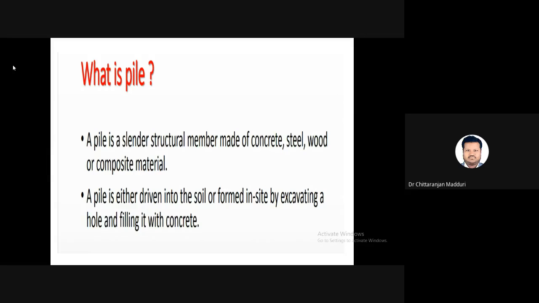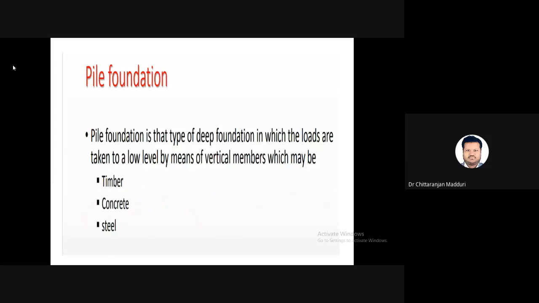If a pile is manufactured at a factory and transferred to the site, it is known as a precast pile. If the pile is manufactured at the site itself, it is called a cast in situ pile. Pile foundation is the type of deep foundation in which the loads are taken to a low level by means of vertical members, which may be timber, concrete, or steel. That means load is transferred from the superstructure to the hard stratum through timber piles, concrete piles, or steel piles.